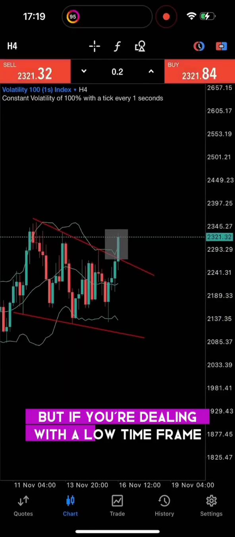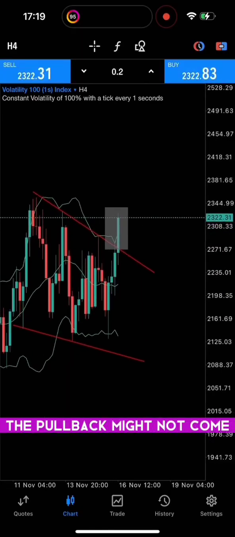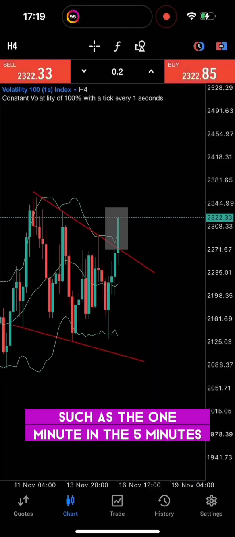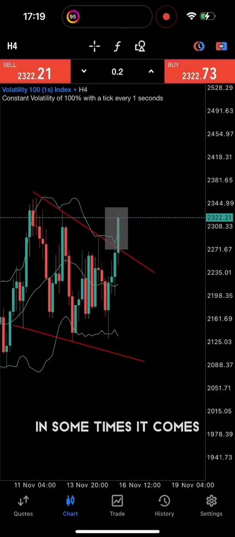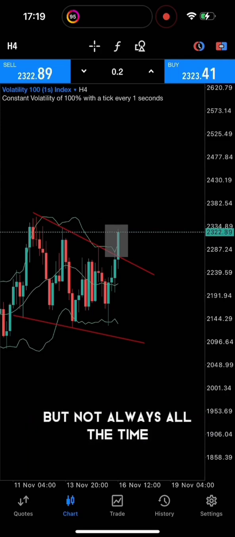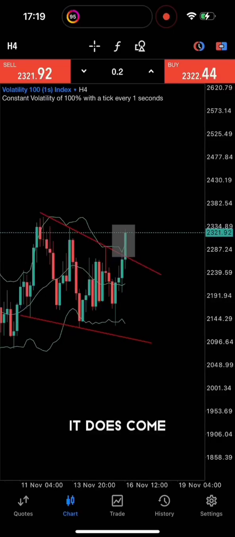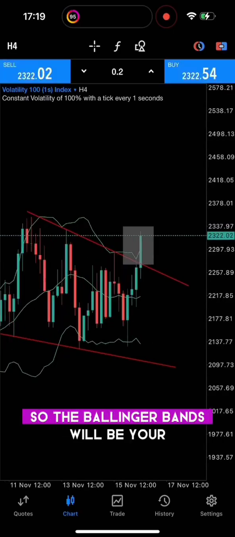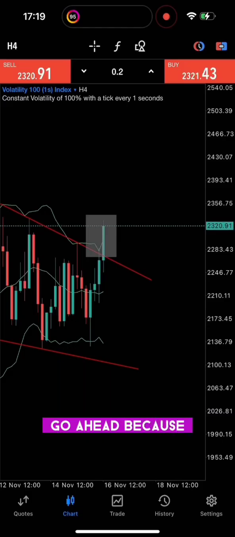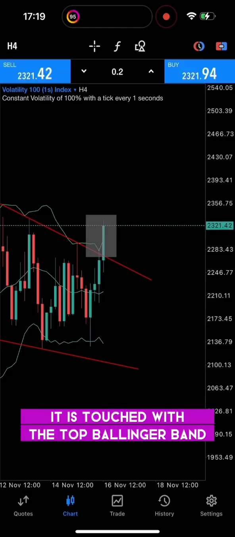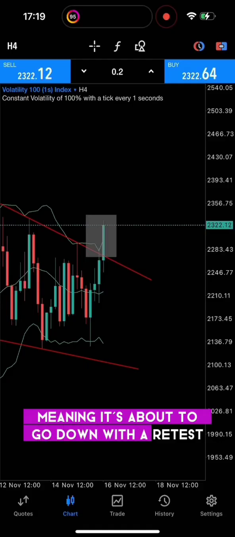But if you are dealing with a low time frame, the pullback might not come, such as the 1 minute and the 5 minutes. Sometimes it comes, but not always. With the higher time frame, it does come. So the Bollinger Bands will be your go-ahead because it has touched the top Bollinger Band, meaning it's about to go down with a retest.